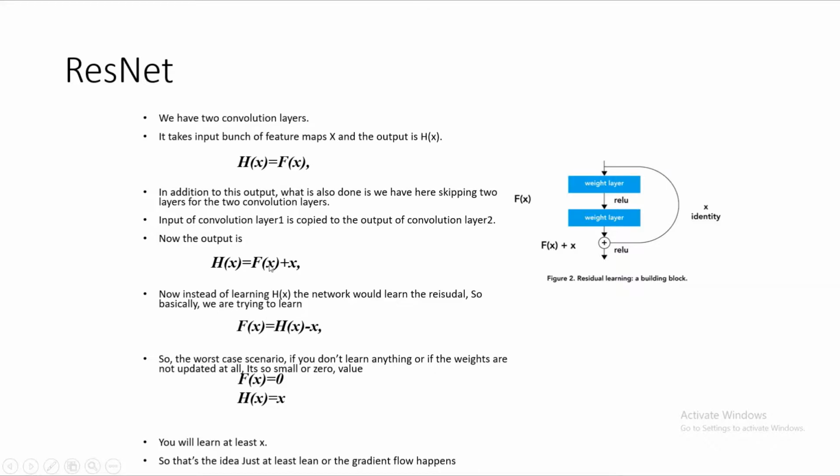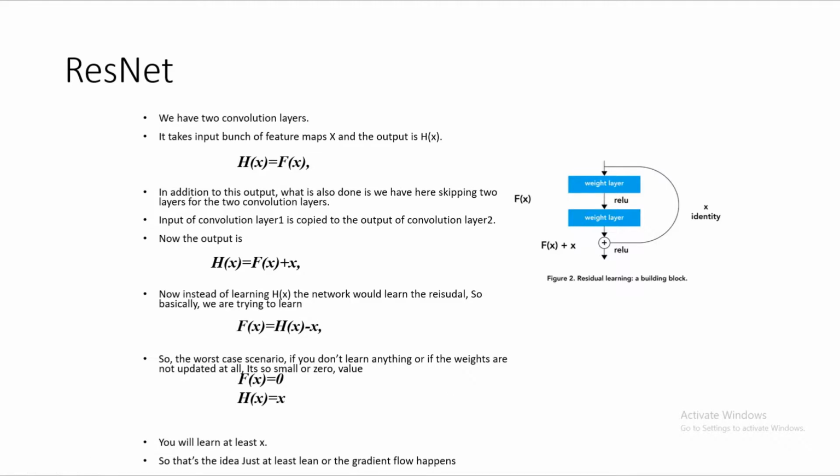When this f(x) is 0, it means nothing is learned, or all the weights are 0. So in this case the output will be h(x) = x. So at least in this case it will learn x. That's the idea: at least learn something, and in this case the flow of gradient does not stop.